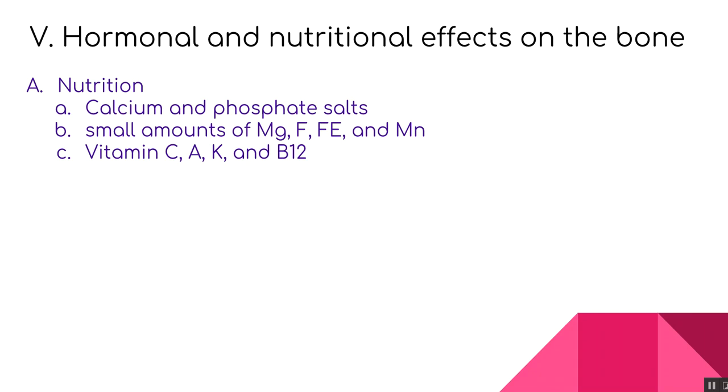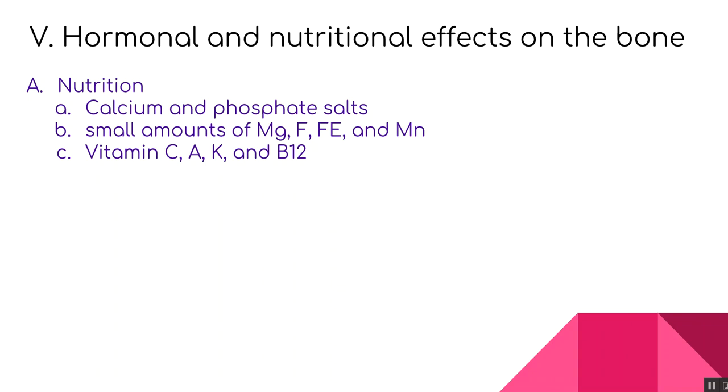So nutrition, definitely you need calcium and phosphate salts in your diet. You can get that from certain fruits, veggies, and milk or dairy. You also need small amounts of magnesium, fluorine, iron, and manganese. Those are also important. And then vitamin C, A, K, and B12.